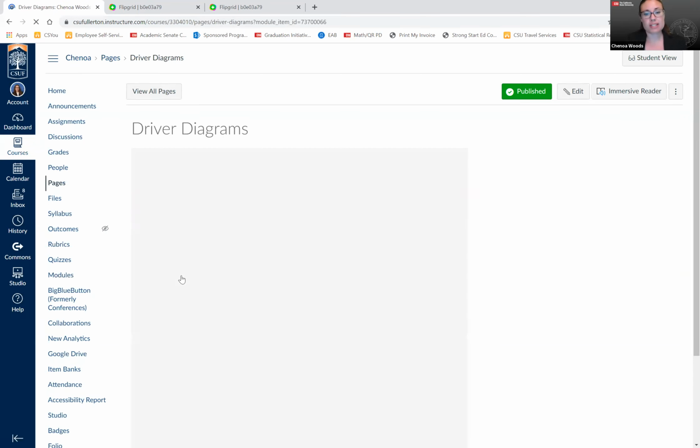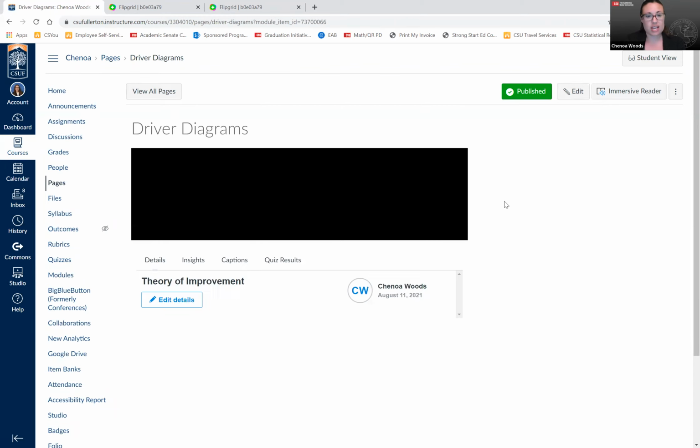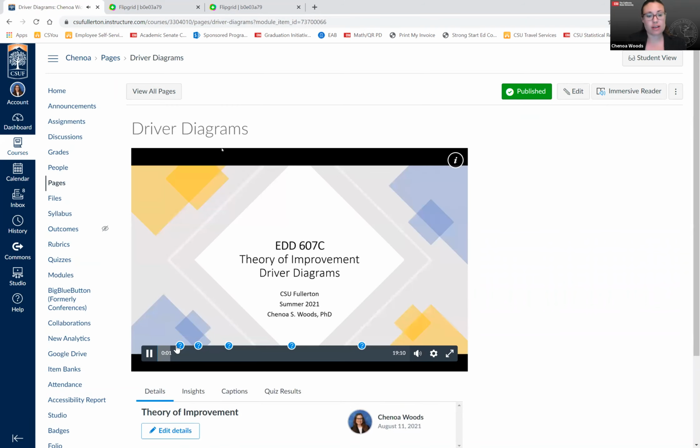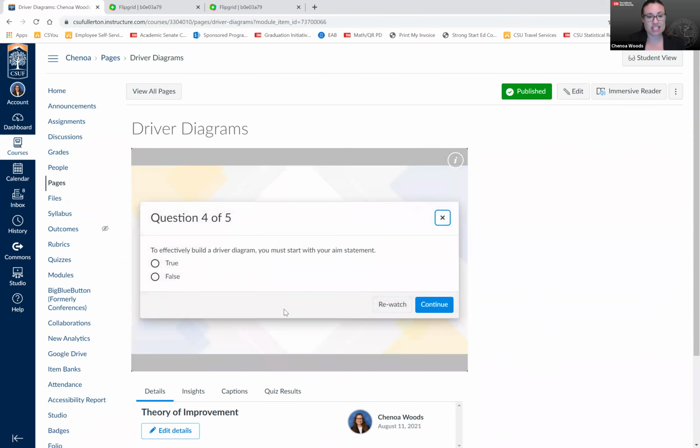And one of their assignments is a driver diagram. I really liked working with my presentation in Canvas Studio. So this was a presentation that I did for them over summer. And I added the quiz here so that they can pause and pick out the key points of what they should be learning from the presentation. So I'll show you some of those questions here.